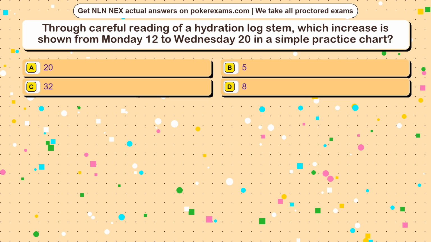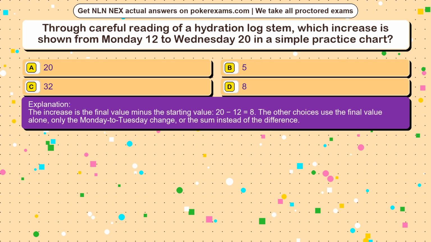The correct answer is option. The increase is the final value minus the starting value, 20 minus 12 equals 8. The other choices use the final value alone, only the Monday to Tuesday change, or the sum instead of the difference.